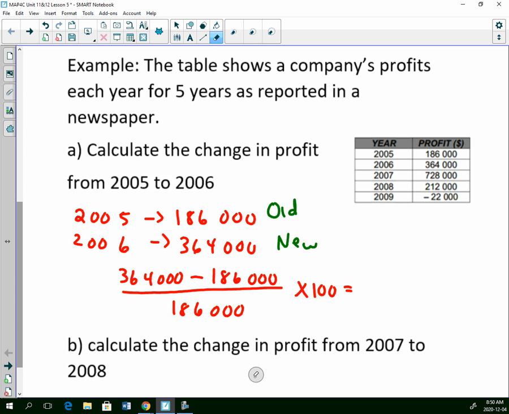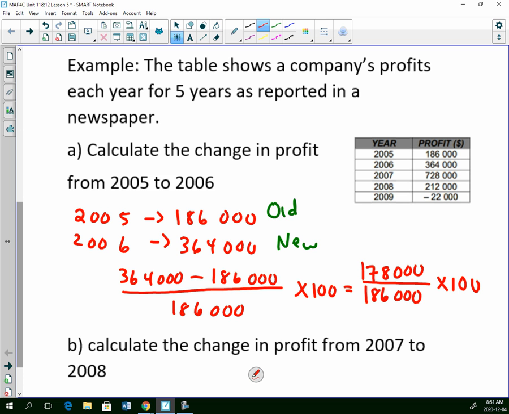So we're going to take 364,000 minus 186,000 is 178,000. So that's how much it's increasing by, and compare that to the original value. And then multiply that by 100. So 186, times 100. So that is 96%. Okay. So you can see it almost doubled, right? Double would be 100% increase, so it's almost doubled, so 96% increase, okay?